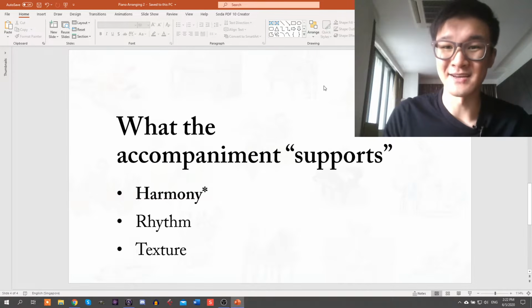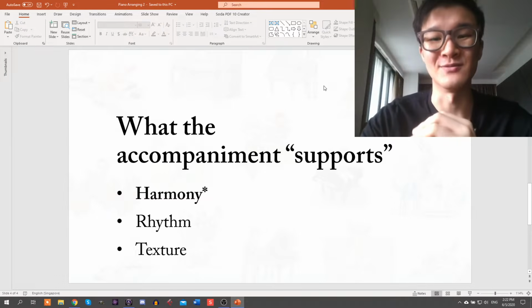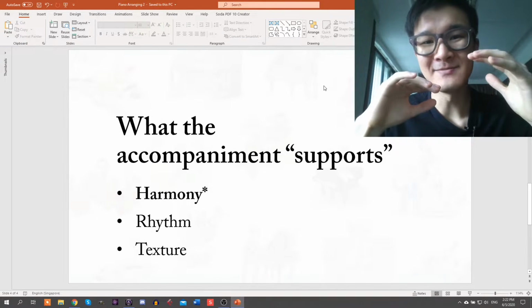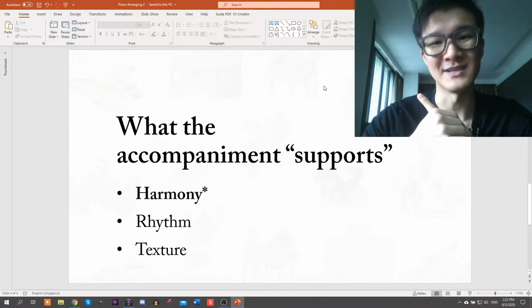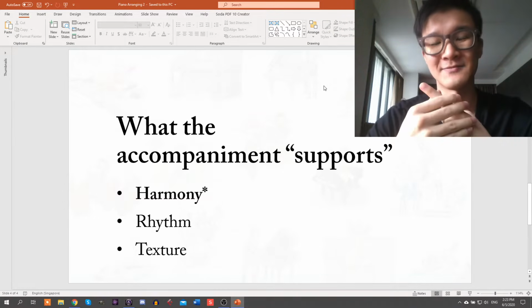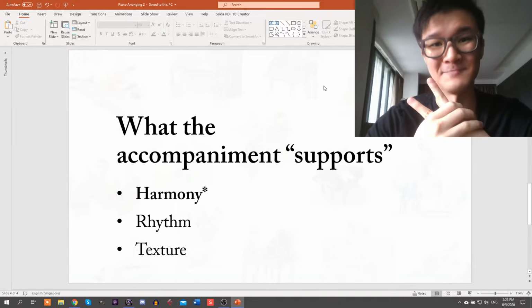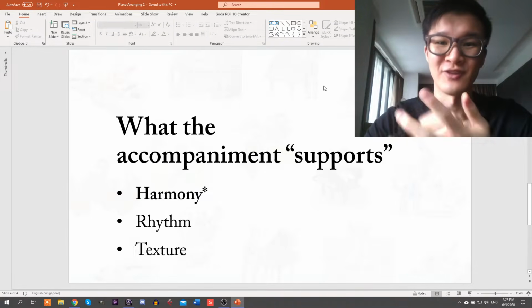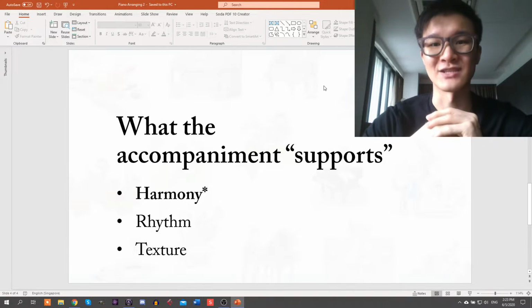Well, if you say it's everything else, is there any way that we can pigeonhole it? This is what I've tried to do. Now, the accompaniment has three main functions. The first is to support the harmony of the melody, that is to add chord tones and different things to it. The second is to support it with rhythm, that is, once again, drive and punch and motion. And finally, to support it in texture.